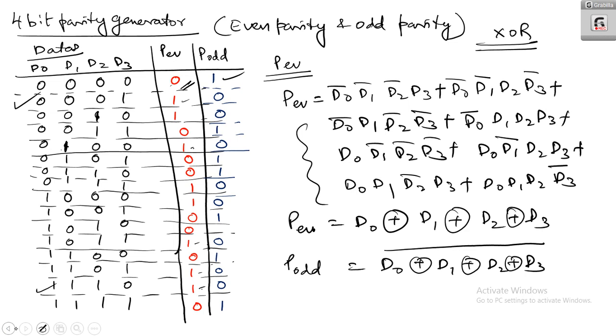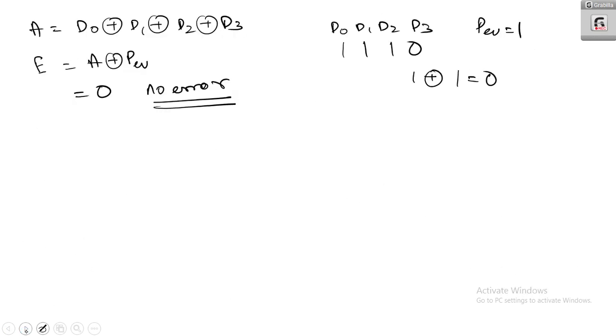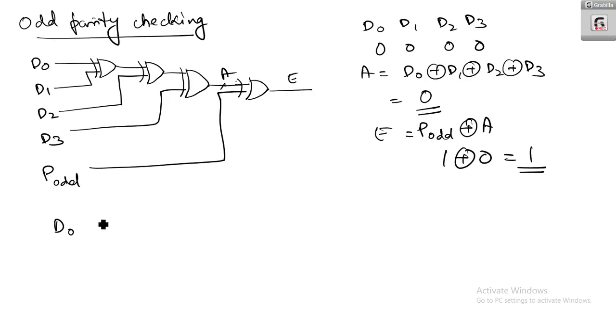D0, D1, D2, D3. I am going with 1. That is 0, 0, 0, 1. Okay. So what is A? 0 XOR 0 is 0. 0 XOR 0 is 0. 0 XOR 1 is 1. XOR, that is only 1.